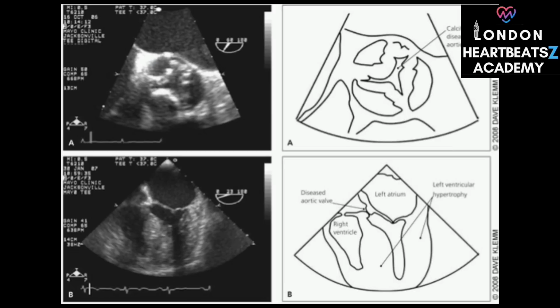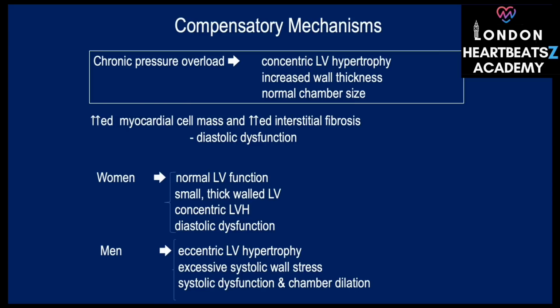Exactly. I was reading that this process can differ between men and women. You're right. Women are more likely to develop that concentric hypertrophy without their ventricle getting significantly bigger. This helps preserve their left ventricular function for longer, but they can still develop diastolic dysfunction because that heart muscle is stiffer.